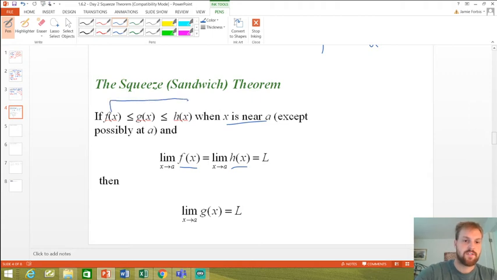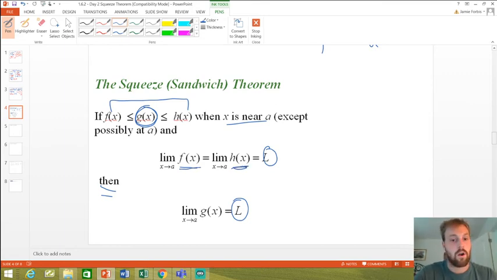So if these two limits are equal to each other at a, they equal some number L, then by the squeeze theorem, since this function is in between both of them, it has to also equal the same limit. If the lower function and the higher function both have the same limit, think about a sandwich squeezing that g of x in the middle, g of x also has to be the same thing. Let me show it graphically.